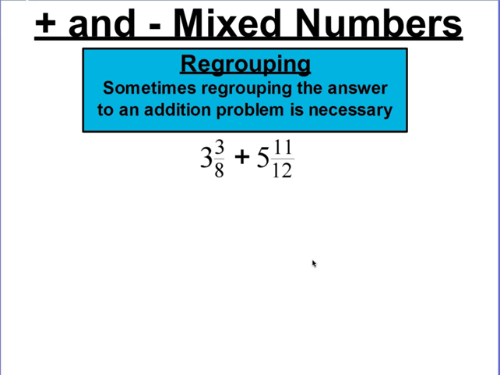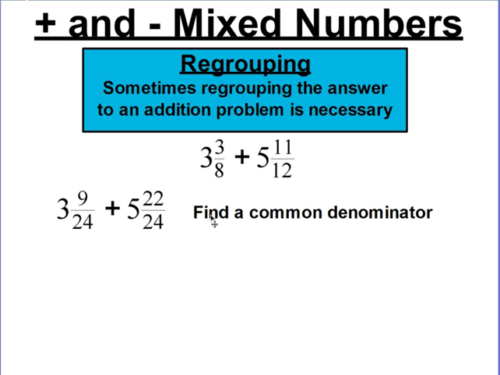Okay, so those are your two methods. We're going to practice those a little bit, but I want to show you what happens when you get a mixed number for your answer that doesn't look particularly right. It needs regrouped. So here we have 3 3/8 plus 5 and 11/12. Okay, so we're going to solve this using method 1. I'm going to find common denominators, and here it's 24. So we have 3 and 9/24 because we multiplied by 3 and 3. Here we have 11/12 turning into 22/24 because I multiplied by 2 and by 2.